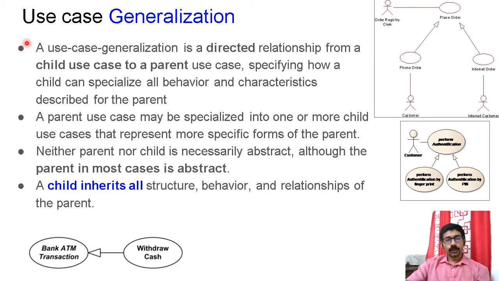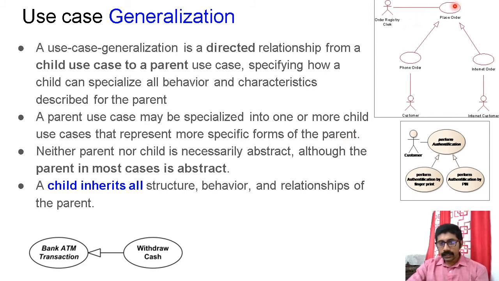Next thing is use case generalization. Again, this is also based on the concept of inheritance. A use case generalization is a directed relationship from a child use case to a parent use case, specifying how a child can specialize all behaviors and characteristics described for the parent. A parent use case may be specialized into one or more child use cases that represent more specific forms of the parent. Consider this example.